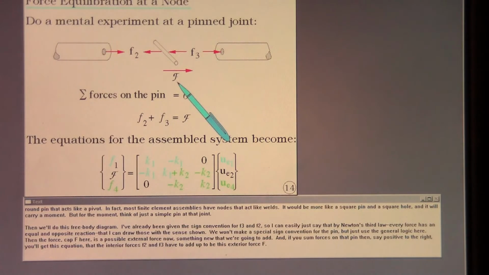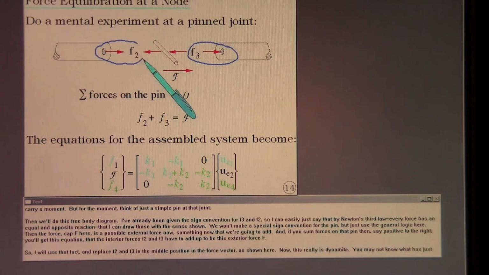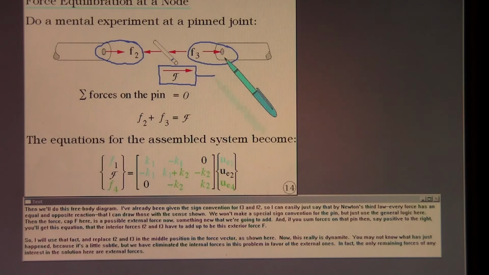Then we'll do this free body diagram. I've already been given the sign convention for F3 and F2, so I can easily just say that by Newton's third law, every force has an equal and opposite reaction, that I can draw those with the sense shown. We won't make a special sign convention for the pin, but just use the general logic here. Then the force cap F here is a possible external force now, something new that we're going to add.